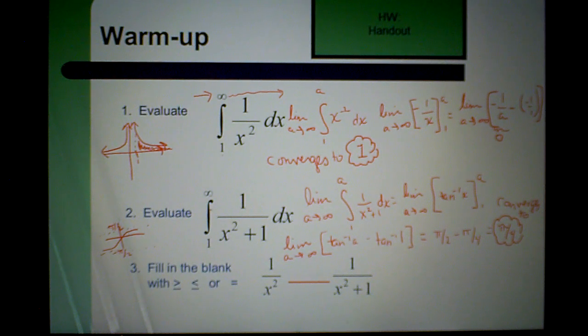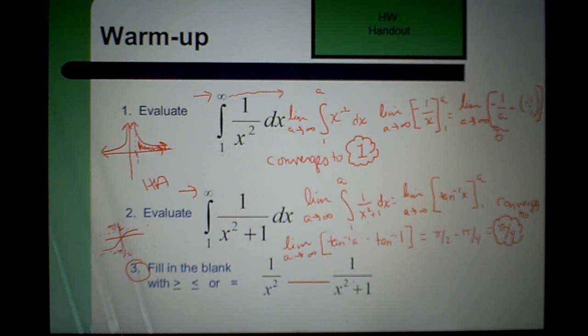So both of these improper integrals that we're investigating horizontal asymptotes, what's happening as you take the integral off to the horizontal asymptote, worked out fairly nicely. So now for number 3, something to lead in to what we're going to do today, I want you to think about the graph of 1 over x squared and the graph of 1 over x squared plus 1, or even the values. 1 over 1,000,000 squared compared to 1 over 1,000,000 squared plus 1.